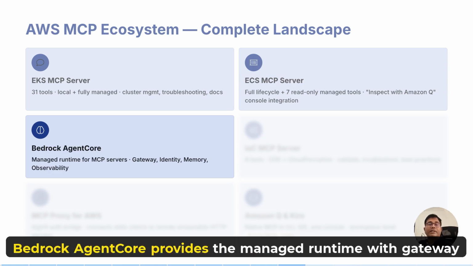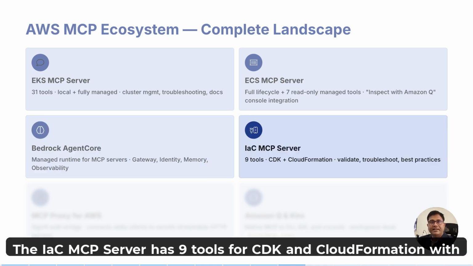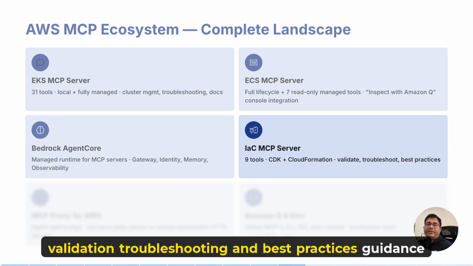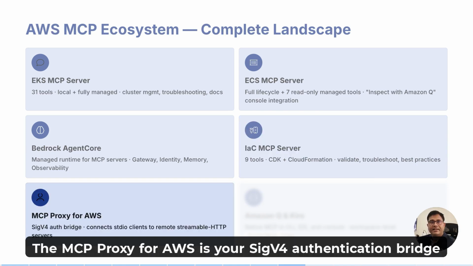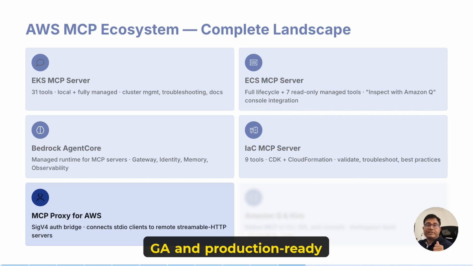Bedrock AgentCore provides the managed runtime with gateway, identity, memory, and observability for MCP servers at scale. The IaC MCP server has 9 tools for CDK and CloudFormation with validation, troubleshooting, and best practices guidance. The MCP proxy for AWS is your SigV4 authentication bridge, connecting stdio clients to remote streamable HTTP servers. It's GA and production ready.